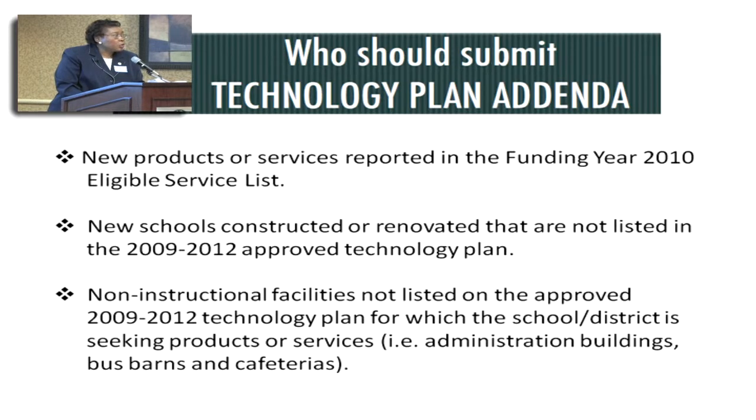The question here is exactly who should submit the addendum. They are schools or school districts whose approved 2009 through 2012 technology plan did not include the items you see up on the screen. First of all, before you start, you need to look at your current technology plan, your 2009 or 2012. And then also check the 2010, 2011 eligible service list, which is still in draft form. It talks about the products, and that's from the schools and library. You can also download that.